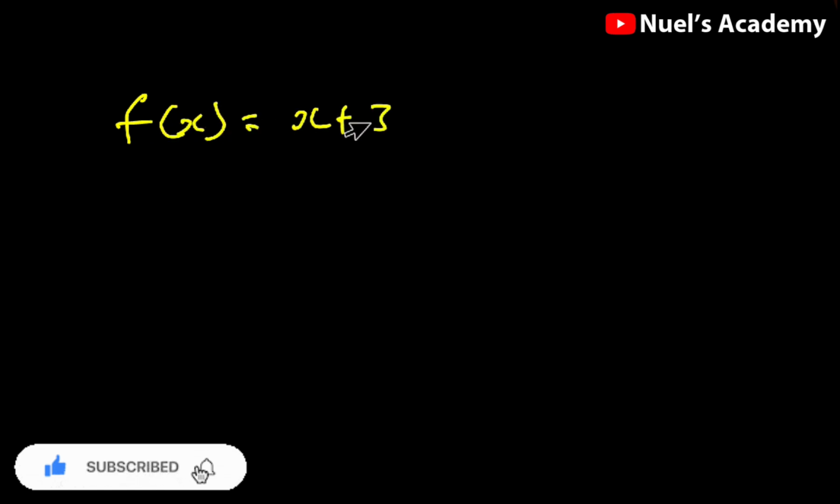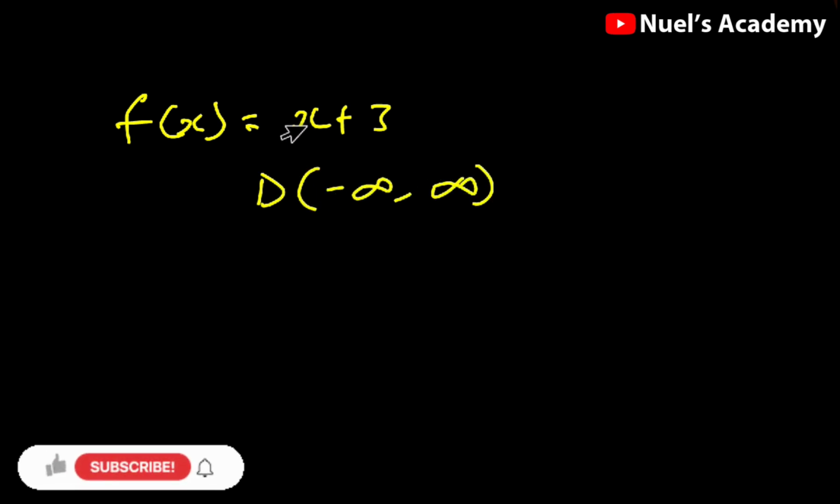Now for linear functions, for example, f of x is equal to x plus 3. For any linear function, the domain is negative infinity to infinity, because any number you plug into a linear function, you're going to have an output, which makes that function defined.